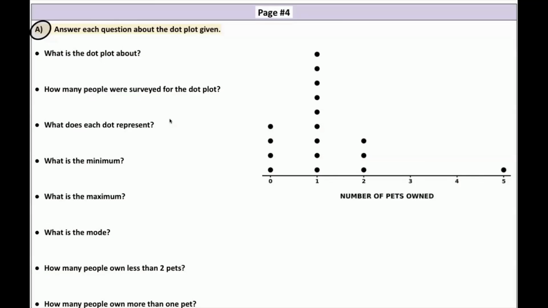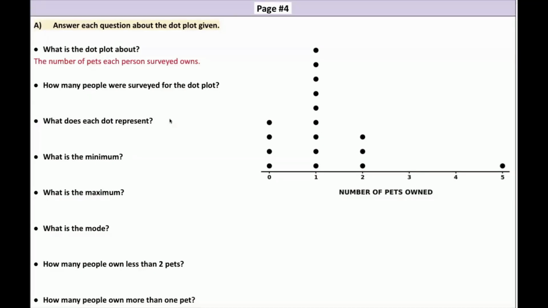On page 4, complete all of problem A, then come back to the video to check your work. Let's check our work for the questions for problem A on page 4. What's the dot plot about? It's about the number of pets each person surveyed owns. Remember, you can always look beneath your number line to figure out what it's about. And each dot represents one person who answered the question of how many pets they own.